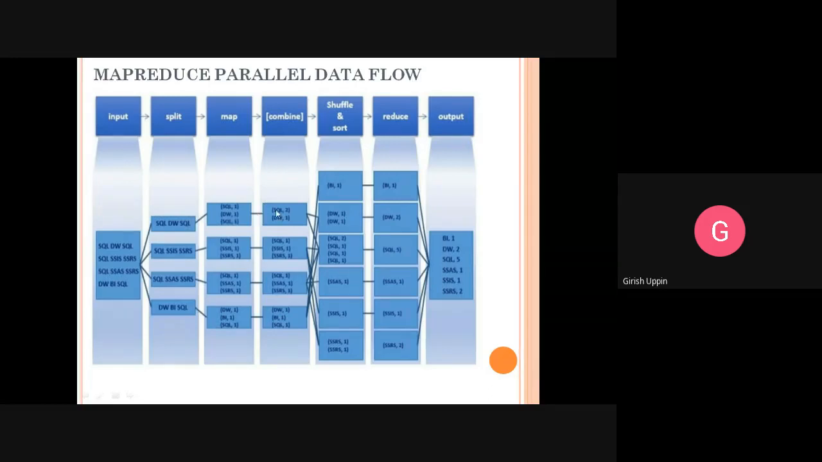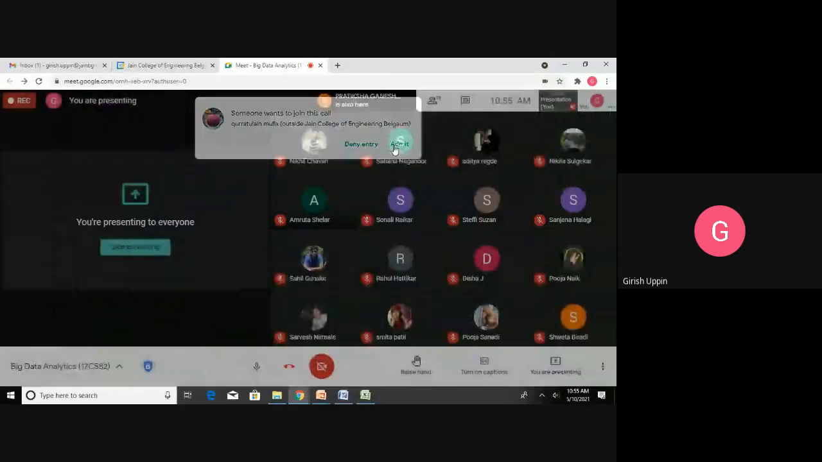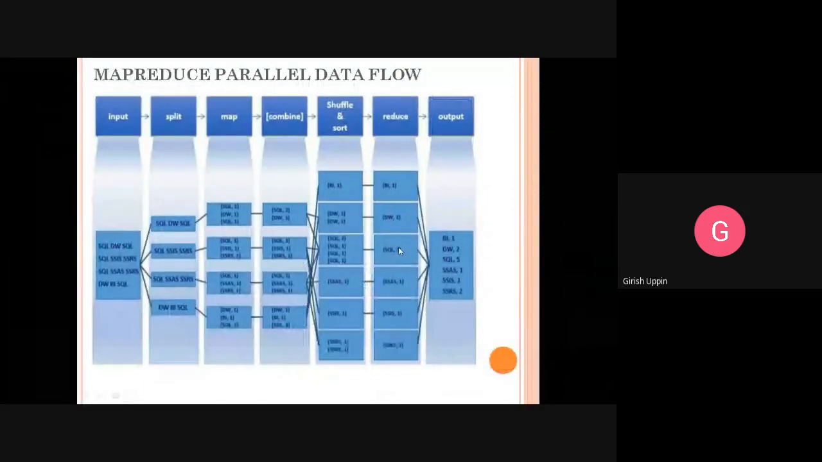In the combine stage, what we are doing is combining the keys from the map stage. Here, for example, in the map stage we have two key value pairs, SQL comma 1, SQL comma 1. So you can combine them and make it SQL comma 2 and DW comma 1, because there is only 1 DW. Similarly, you can see this combining action. Then in the shuffle and sort, you are going to sort all of this.